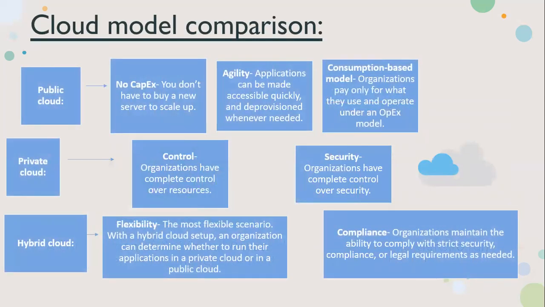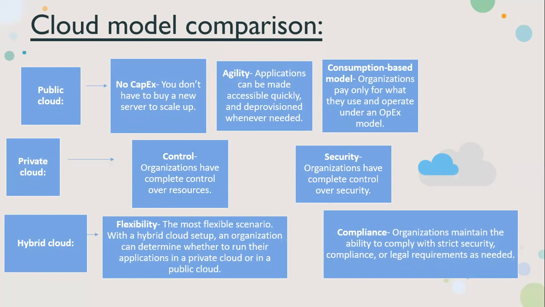If we see a comparison of public cloud, private cloud, and hybrid cloud: in public cloud, there is no capital expenditure. You don't have to buy a new server to scale up, or any resources or hardware. There is agility. Applications can be made accessible quickly and deprovisioned whenever needed. It is a consumption-based model. That means the organizations pay only for what they use and operate under an operational expenditure model.